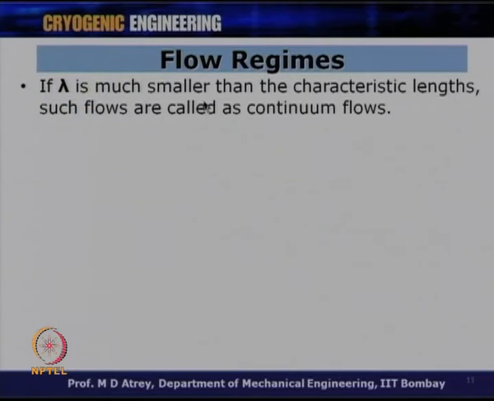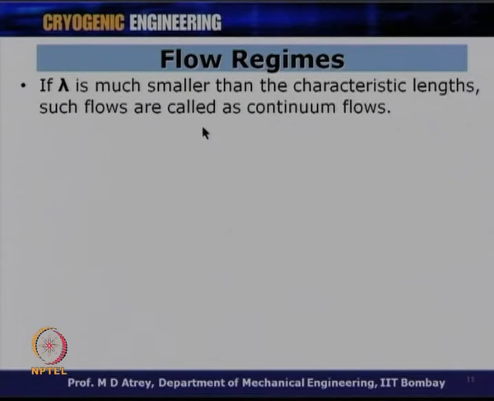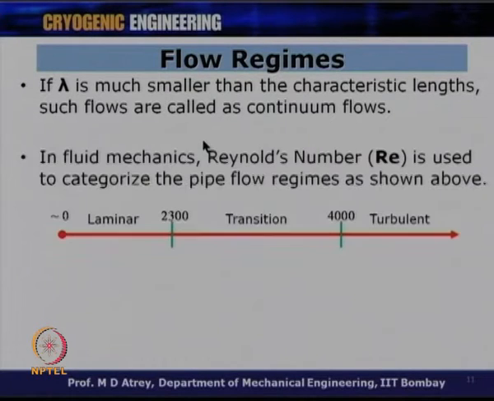If lambda is much smaller than the characteristic length, such flows are called continuum flow. If lambda is very, very small, that means the length between the collisions, or the time between the collisions, is very, very small, or as soon as the molecule starts moving, it collides with other molecules. So, in this case, lambda is going to be very small, which is what normally we will deal with above atmospheric pressures.